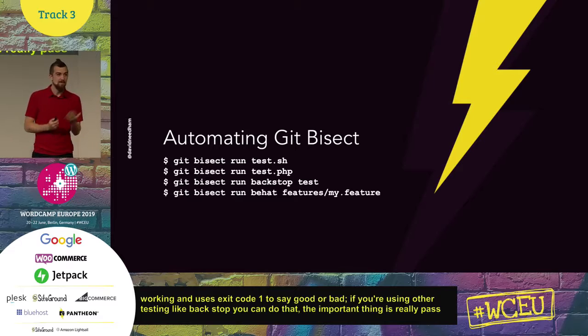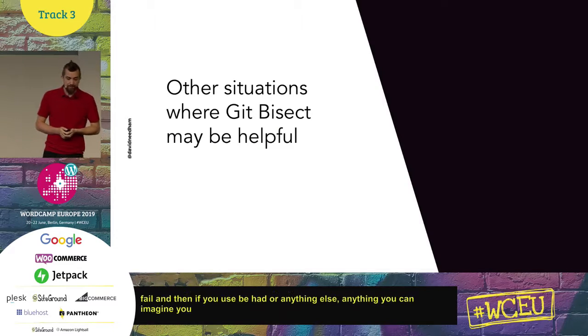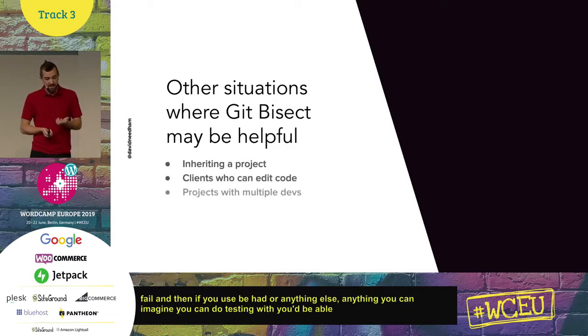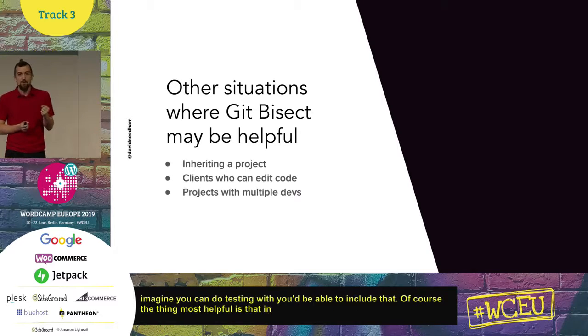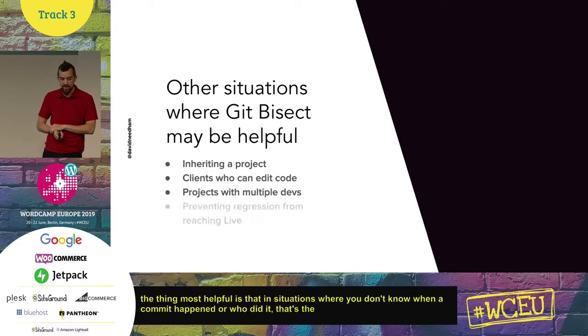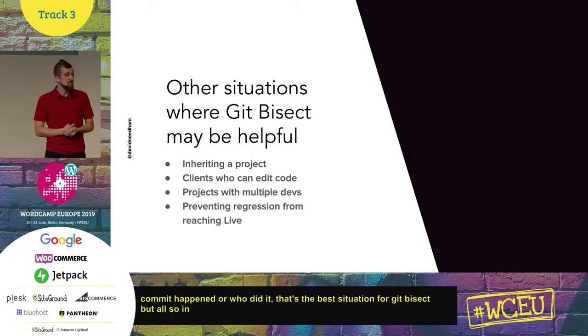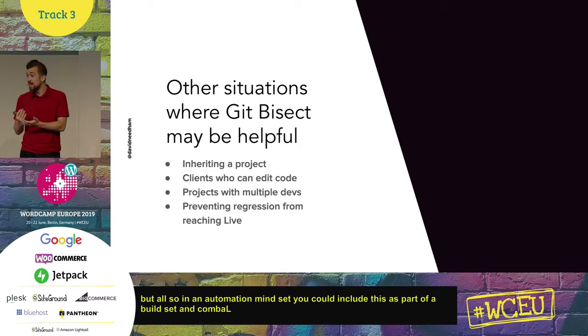And then if you're using Behat or really anything else, anything you can imagine that you could do testing with, you'd be able to include that. And of course, the thing that's most helpful here is in situations where you don't know when a commit happened or who did it, that's the best situation for using git bisect. But also, in an automation mindset, you could include this as part of a build step. You can include this as part of compiling your site. On every pull request, do a quick verification that the site's still working the way I expect it to.